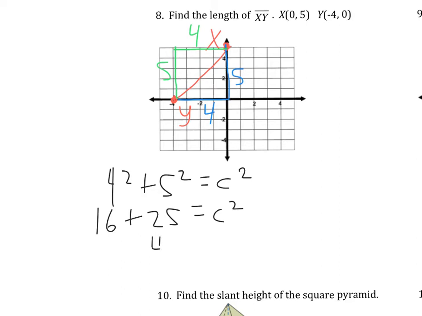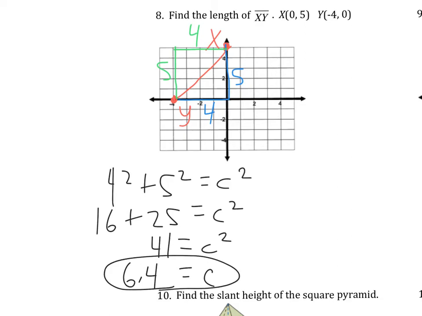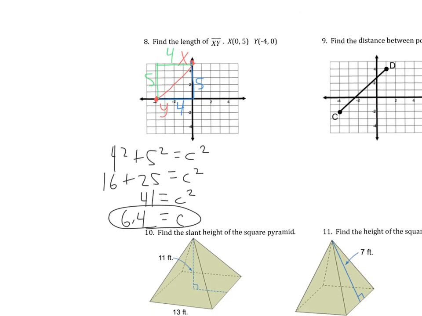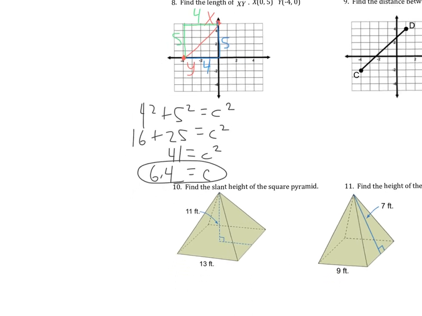So that means 41 equals c squared. Is 41 a perfect square? It is not, so this will not be a nice integer answer. When we square root 41, we're going to get a decimal. And c is going to be, to the nearest tenth, 6.4 units long. Number 9 is a very similar question, same process, different numbers.